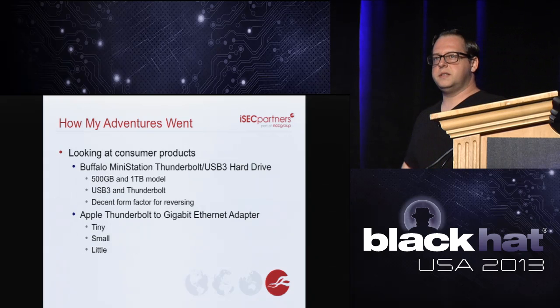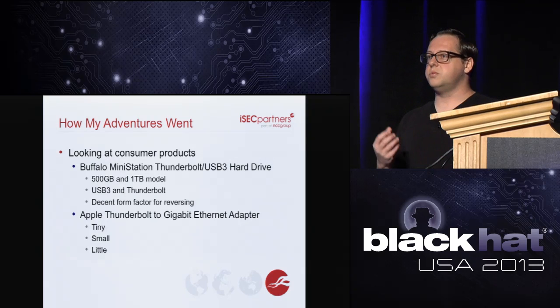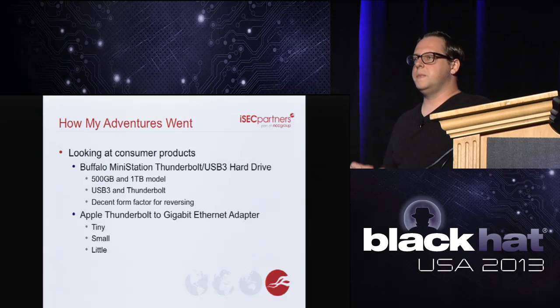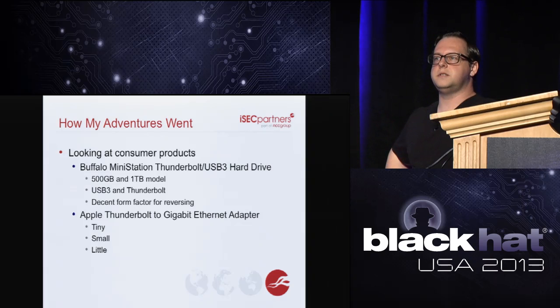So I chose 2 devices. The first device was the Buffalo Mini Station Thunderbolt USB 3 hard drive. This has a really great form factor for reverse engineering this kind of stuff. It's nice and big, big in comparison to the other device I chose, but it has a big area for vias to solder in, and you can see the chips clearly.